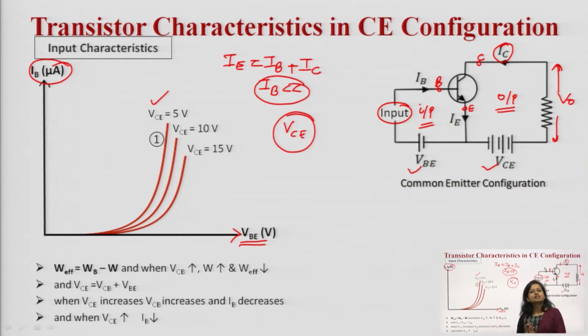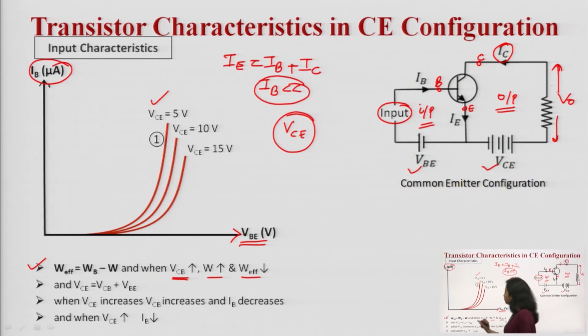I have discussed the concept of base width modulation, the early effect as well, so try to recall that. From there, we have written W effective is what? W effective is WB minus W. You know that when VCB increases, VCB meaning reverse bias voltage, the depletion region into the base portion is going to be extended, which means W increases. And when W increases, from this equation you know W effective will decrease.